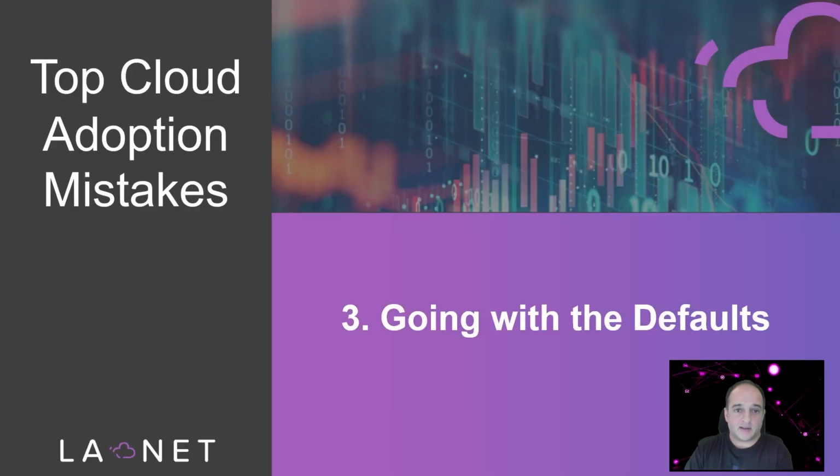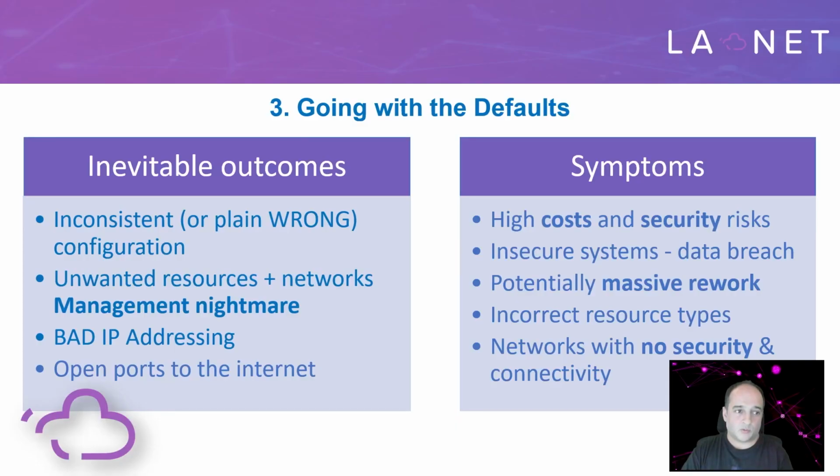All right, going with the defaults is another dangerous thing and a very, very common thing. So what do we mean by that? This is where you can get inconsistent or just incorrect configurations. It's not what you actually want to be using at all. You'd have unwanted resources, unwanted networks all over the place, bad IP addressing, so nothing can connect to each other. You can't scale your networks correctly. You can't connect them to your on-premises. You can't bring in a new environment because all your networking is incorrect. And that can cause a huge amount of rework.